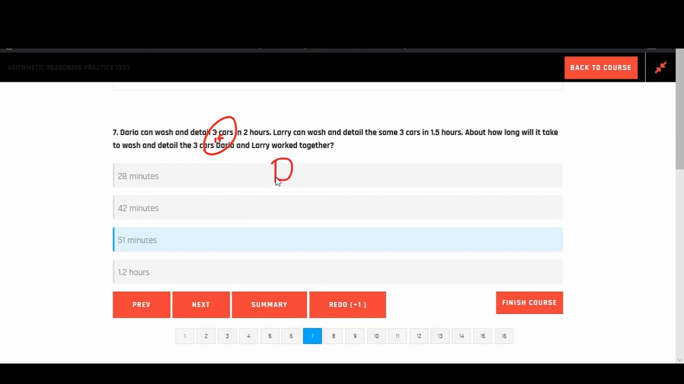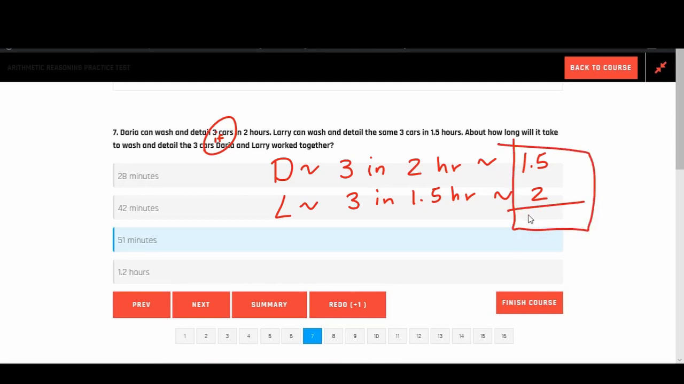So Daria can do 3 cars in 2 hours, which means she can do 1.5 cars every hour. Larry can do 3 cars in 1.5 hours, which means he can do 2 cars per hour. Combined, they could do 3.5 cars per hour.